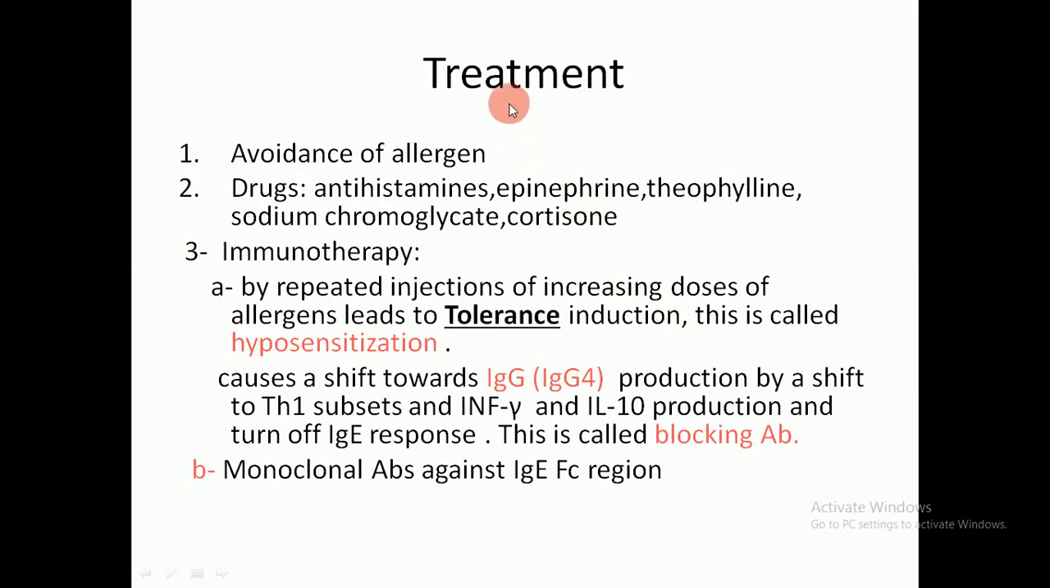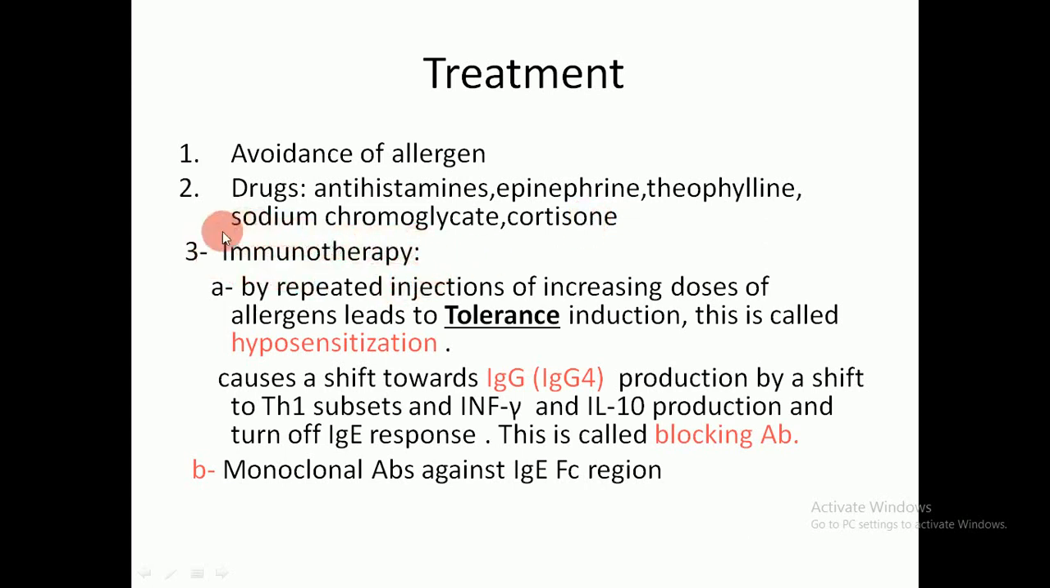Now we end with the treatment. First, advise the patient to avoid the allergen like house dust, dander, pillows with dander, and avoid egg and penicillin. Second, we give the patient drugs, which are antihistamines, like Allermine, as you know, we usually use during spring allergy, and which include epinephrine, theophylline, sodium cromoglycate, and cortisone, corticosteroid in the advanced stage.